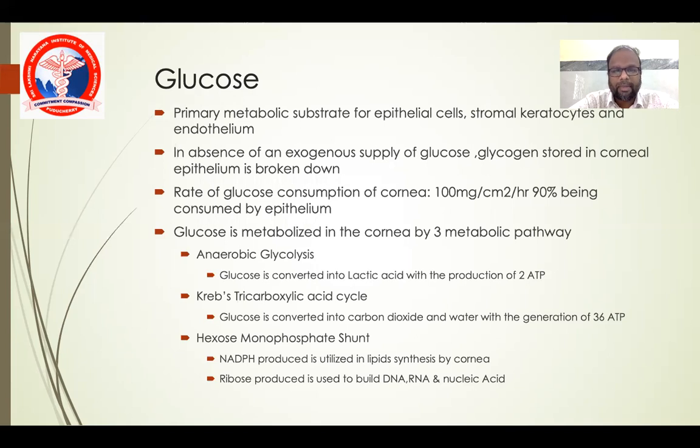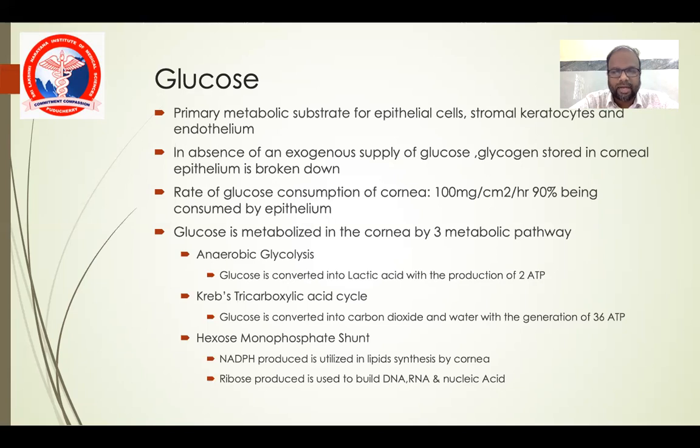Glucose is a primary metabolic substrate for the epithelial cells, the stromal keratocytes, and the endothelium. So, glucose is transported again from the aqueous humor through diffusion from the perilimbal vessels, and glucose from the tear film also contributes a very minimal or meager amount for the metabolism of the cornea.